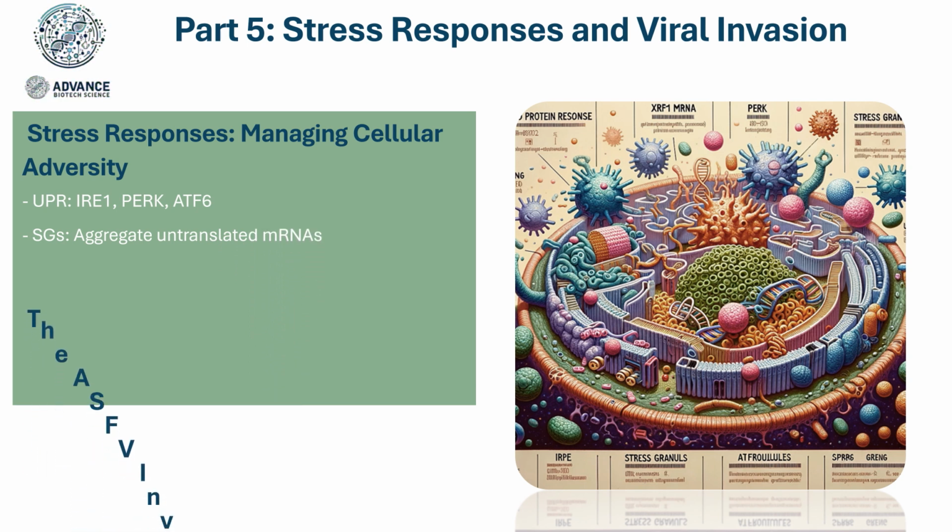Salubrinal as a countermeasure. Salubrinal, an eIF2α dephosphorylation inhibitor, counteracts ASFV replication. ASFV subverts the host's stress responses. ASFV manipulates the UPR and inhibits SG formation.